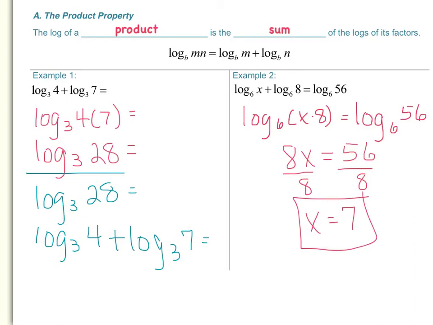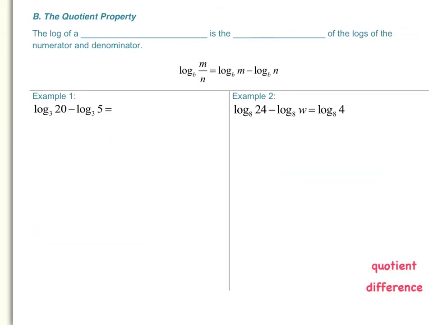Now let's look at another property. The second property we're going to look at is the quotient property. It says the log of a quotient is the difference of the logs of the numerator and the denominator. What that means is, if you have the log of a fraction, say 3 halves, you're going to take the log of the numerator and subtract the log of the denominator.